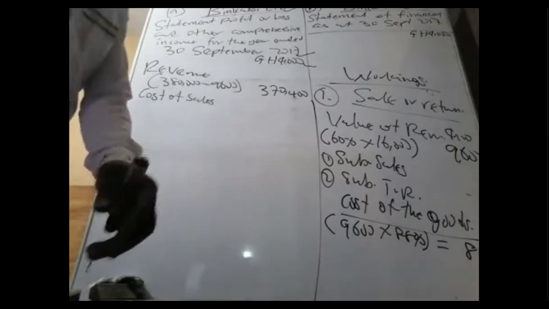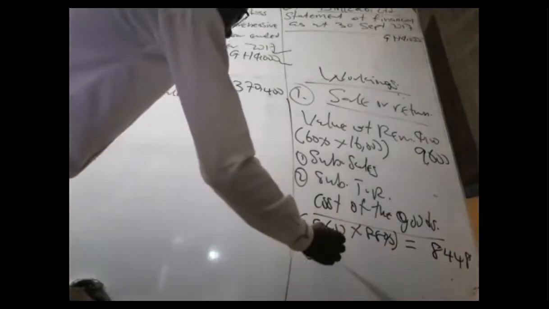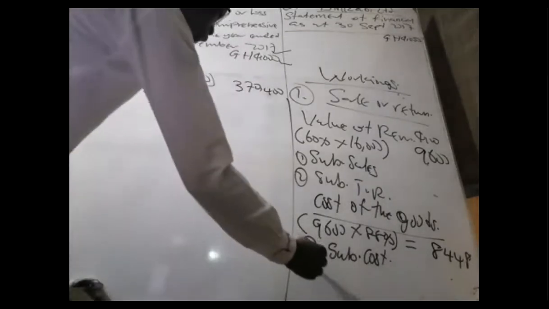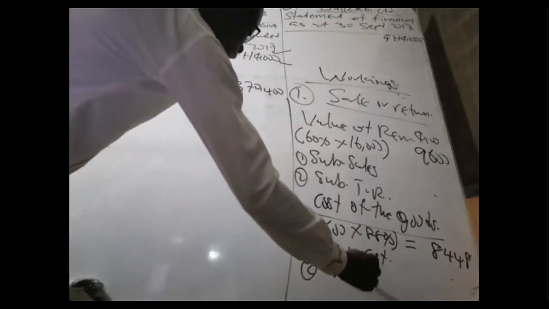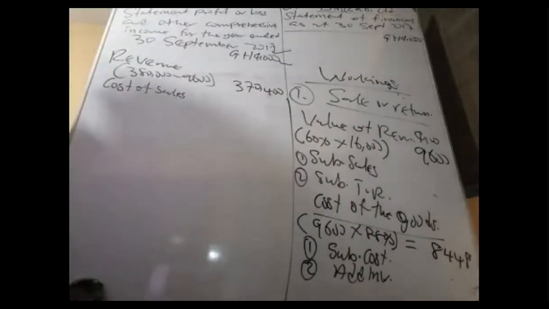The cost is 8,448. What's the double entry? Number one, subtract it from cost of sales. Number two, add it back to the inventory. Inventory needs to be added back because that's not a sale. When they sold it, they took it from their inventory, and now we say it's not a sale. So therefore, inventory needs to be restored.